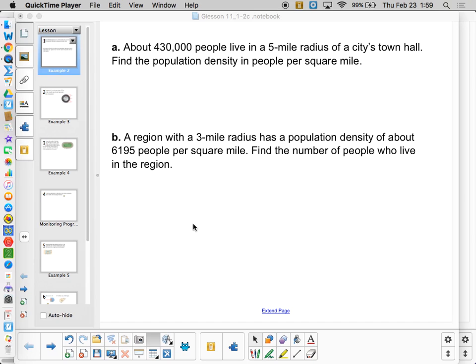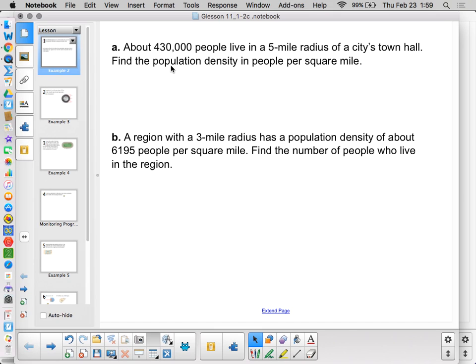We're going to talk about applying everything that we've learned regarding arc length, circumference, circles, the whole bit, to some real world type situations. Working with that is always a little bit challenging, but it's something I think that you can probably handle. So here we go. The first two deal with the idea of population density, which is a topic in the book that isn't super important, but it applies here. So let's take a look at this.